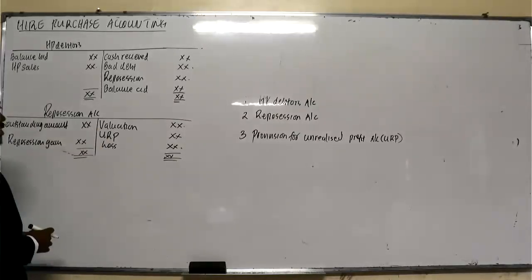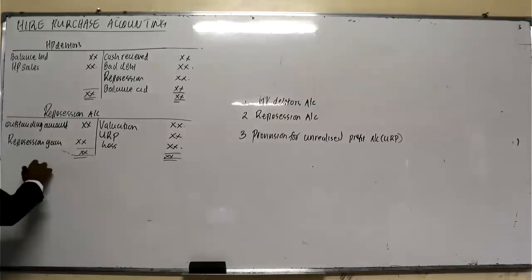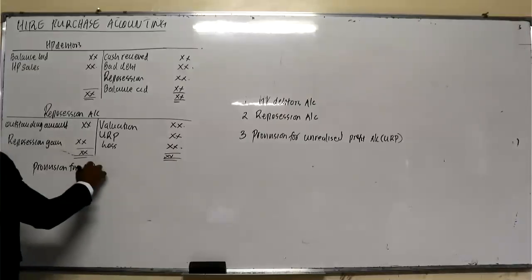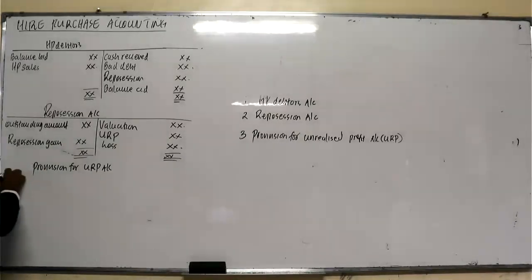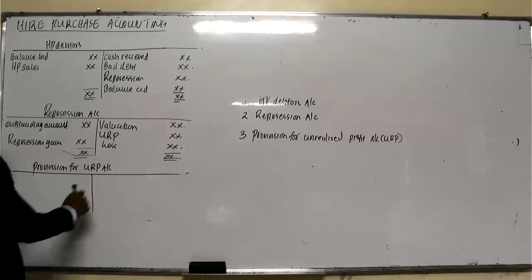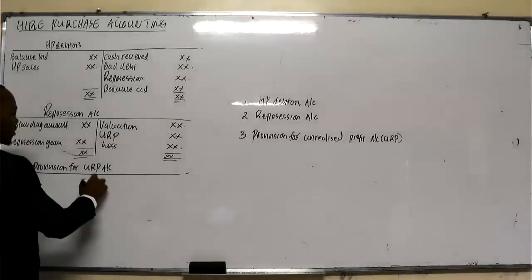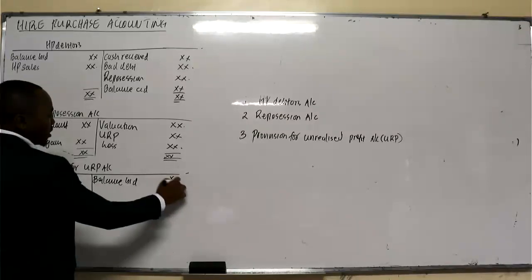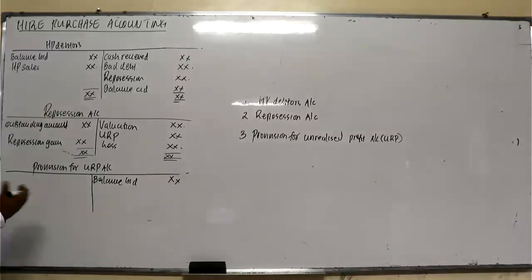Then another account prepared is the provision for unrealized profit. Now, provision is a liability, whereby when the liability increases, the increase in provision becomes an expense, and a reduction in provision becomes an income. So being a liability, the opening balance goes on the credit side. So you have the provision balance brought down on the credit side. Then you compare against the provision you made at the end of the year. Balance carried down.